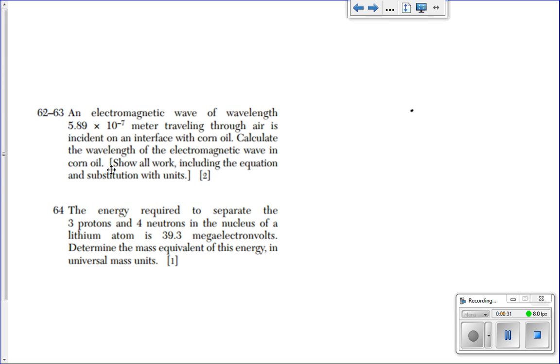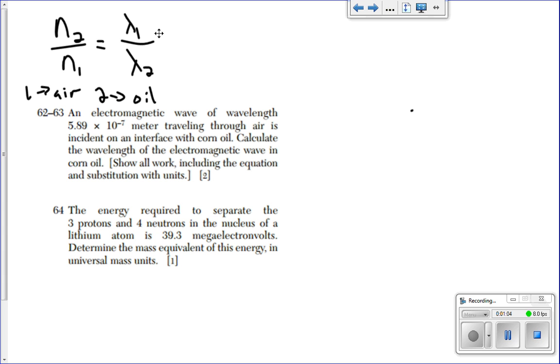If we have something going from one substance to another, and I want to find wavelength, we want to use the n2 over n1 equals wavelength 1 over wavelength 2 formula. So let's say that air is our medium 1, so 1 is air, and 2 is the oil. Let's set up this proportion with everything we know. We know that the index of refraction for corn oil is in your reference table.